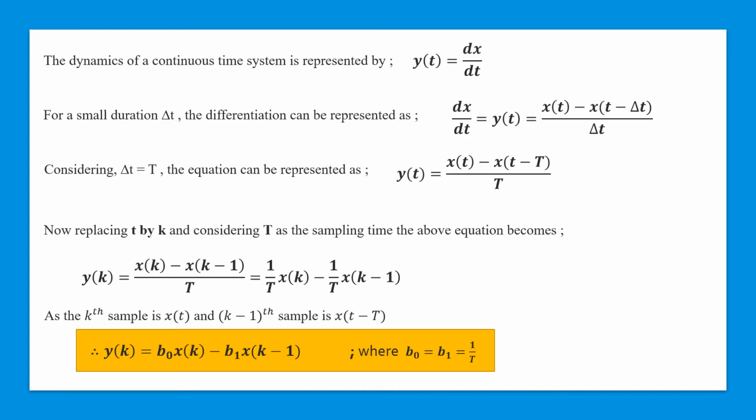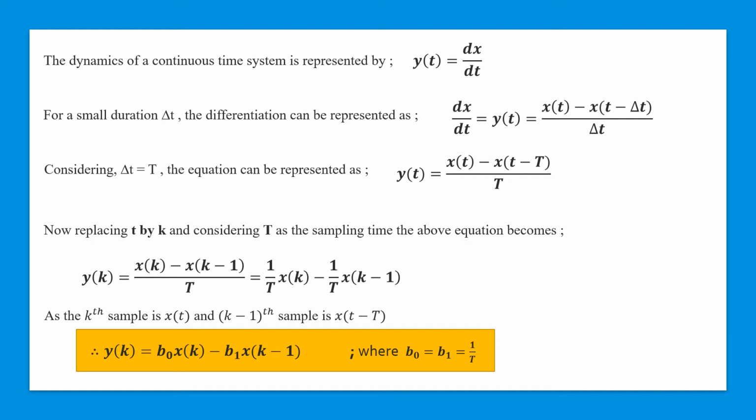Let us assume that the dynamics of a continuous time system is y(t) = dx/dt. So, for a small duration of delta t, the differentiation can be represented as dx/dt = (x(t) minus x(t minus delta t)) divided by delta t. If we consider that delta t is equal to capital T, then the equation can be represented as y(t) = (x(t) minus x(t minus T)) divided by T.